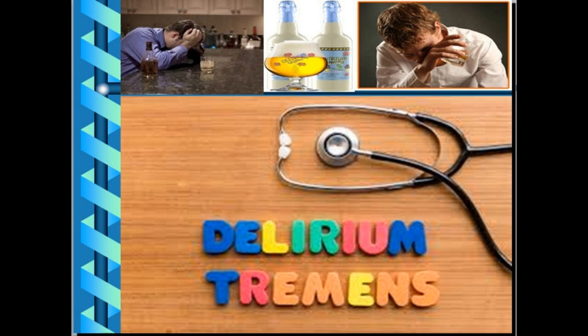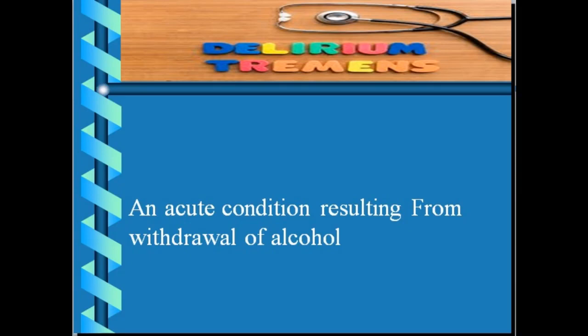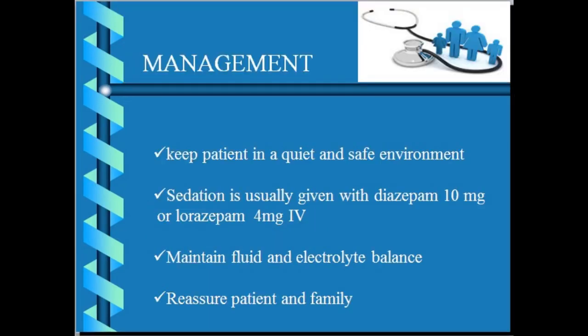Let's discuss the next condition, that is delirium tremens. Delirium tremens is an acute condition resulting from withdrawal of alcohol. Let's move to management. Keep the patient in a quiet and safe environment. Sedation is usually given with diazepam 10 mg or lorazepam 4 mg IV. Maintain fluid and electrolyte balance. And also, we should reassure the patient and his family.